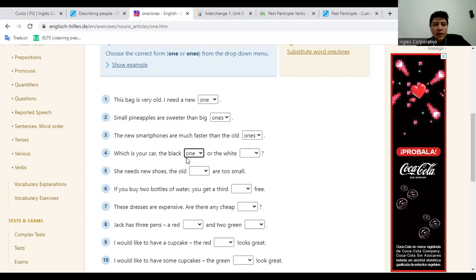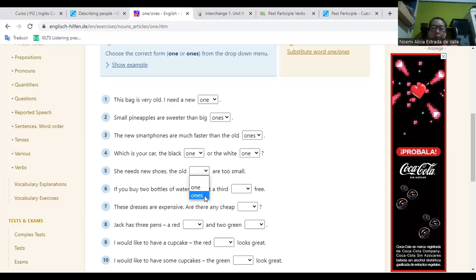So now, which is your car, the black one or ones? One. And one is replacing the car. Very nice. Or the white one. One. Perfect. Now she needs new shoes. The old one or ones? Ones. And ones is replacing? Shoes. Perfect.